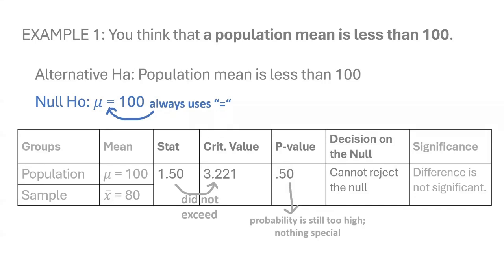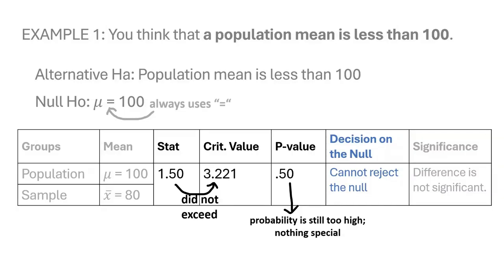What evidence do we have to challenge this null hypothesis? Well, the statistic 1.50 did not exceed the critical value 3.221. It falls short. Second, the probability of getting a statistic as extreme as this one, assuming the null hypothesis is true, is 0.50 or 50%. A probability of 50% is nothing special. It is still a common p-value. Hence, what do we do with the null? We fail to reject it at all. This means that we still consider the mean mu to be 100, and we do not have sufficient evidence to reject this idea at all.